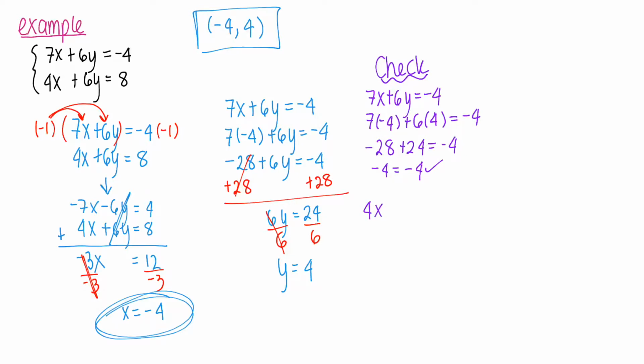Second equation, 4x plus 6y equals 8. 4 times negative 4, 6 times 4 is equal to 8. Negative 16 plus 24 is equal to 8. And that all checks out. So because we got true statements on both of the equations when we plugged x and y back in, we can say negative 4 comma 4 is the answer to this system.